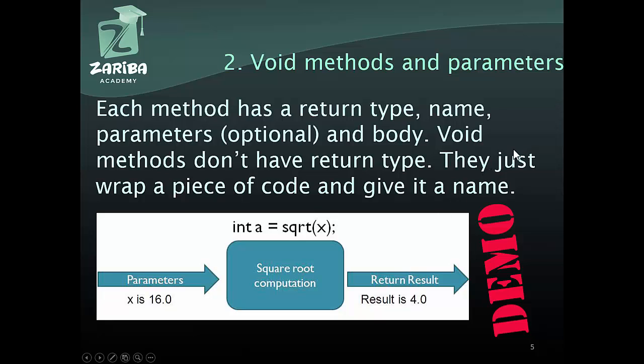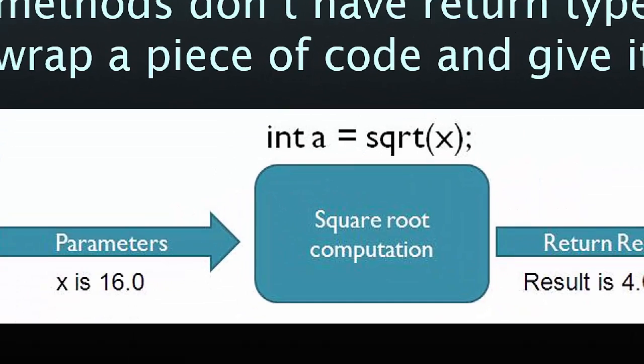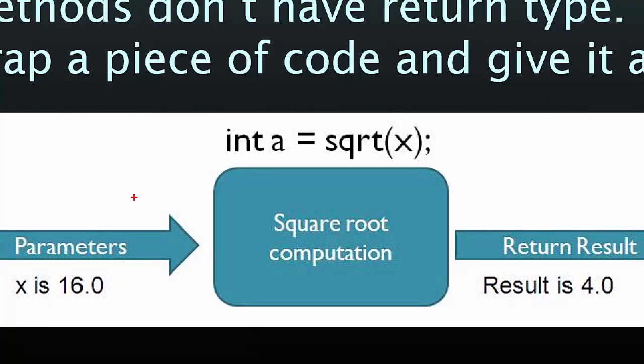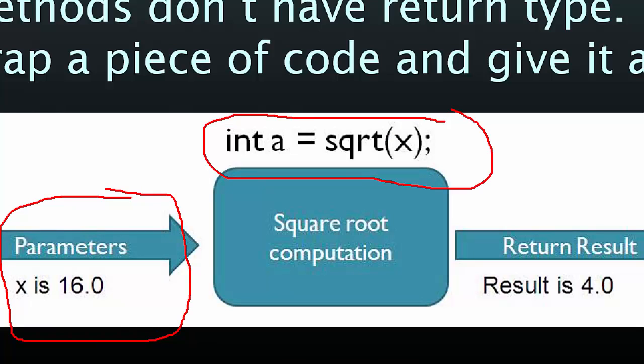Parameters are also optional. We'll see that in the first couple of demos as well. They just wrap up a piece of code and give it a name, and this is pretty much the example that I gave. So you have some parameters. You have your method, which in this case is square root of x, and it just gives us the result of the calculation straight away.